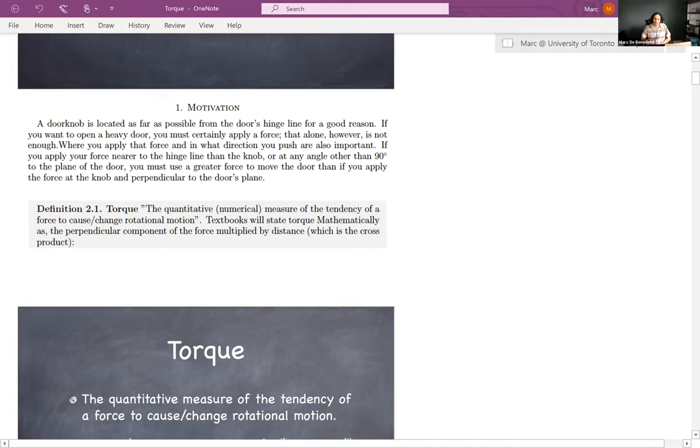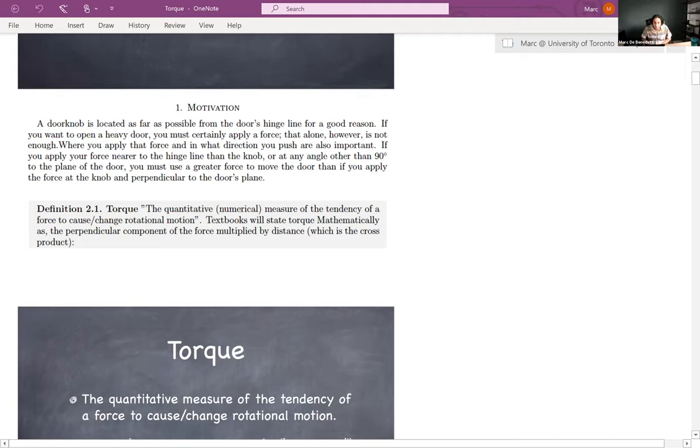So, for instance, why is a doorknob located as far away as possible from the door hinge? I don't know if you've ever thought about this. From young kids, we've just been shown what a door is and we just use it, right? I don't know if anyone's really taken the time to pause and think about why a door was designed the way it was. Maybe that's just a physics brain, I don't know. But anyway, let's consider that now. I'm bringing it to the forefront of your attention. Why is the doorknob on a door as far away as possible from the door hinge?